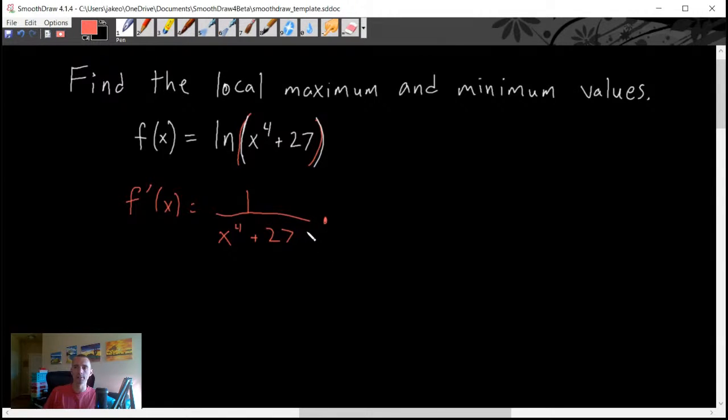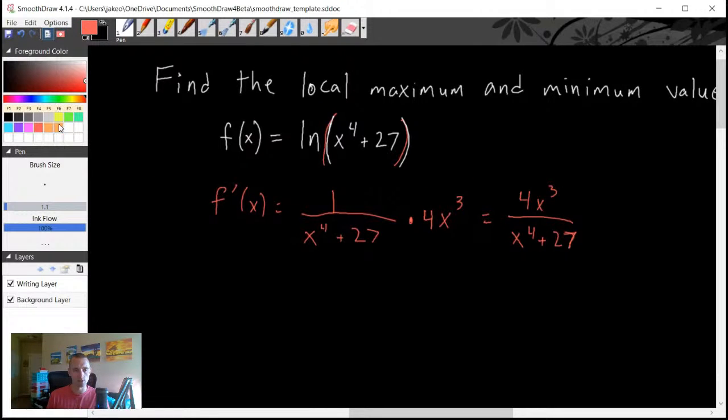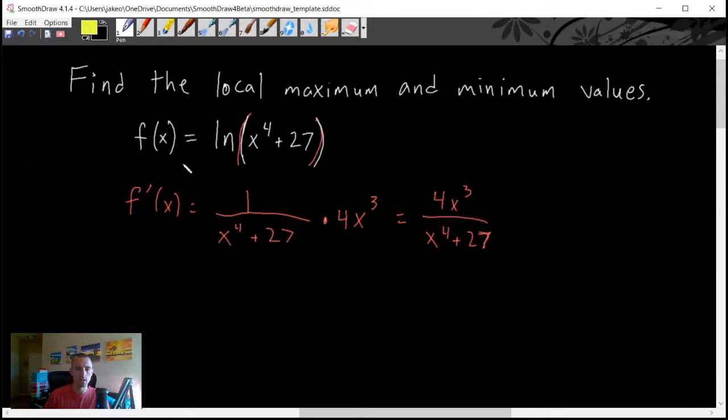And then chain rule says we need to multiply that by the derivative of our inside function. The derivative of x to the fourth can be found using the power rule. Bring the power down in front, leave the x as x, and minus 1 from the power. The derivative of a constant is 0. So our derivative is going to be 4x to the third over x to the fourth plus 27. Once you find your derivative, the next thing you need to do in order to find critical numbers is to figure out where f prime of x equals 0 and where f prime of x does not exist.